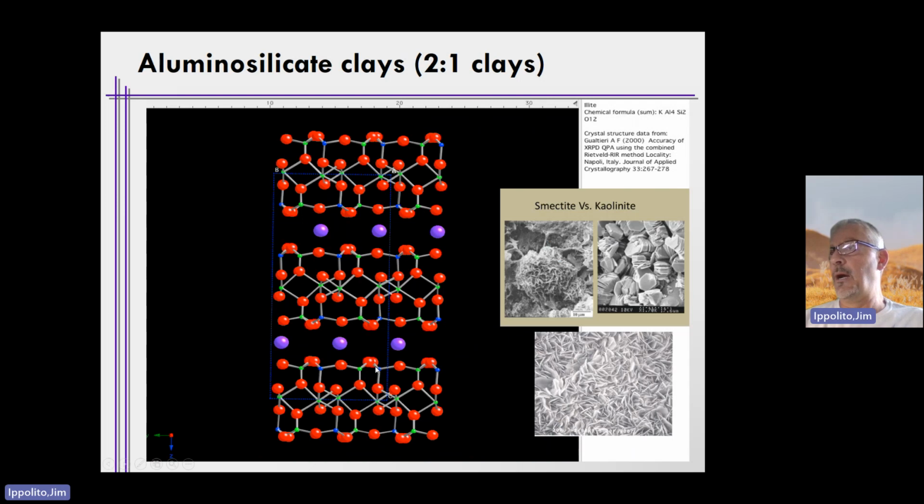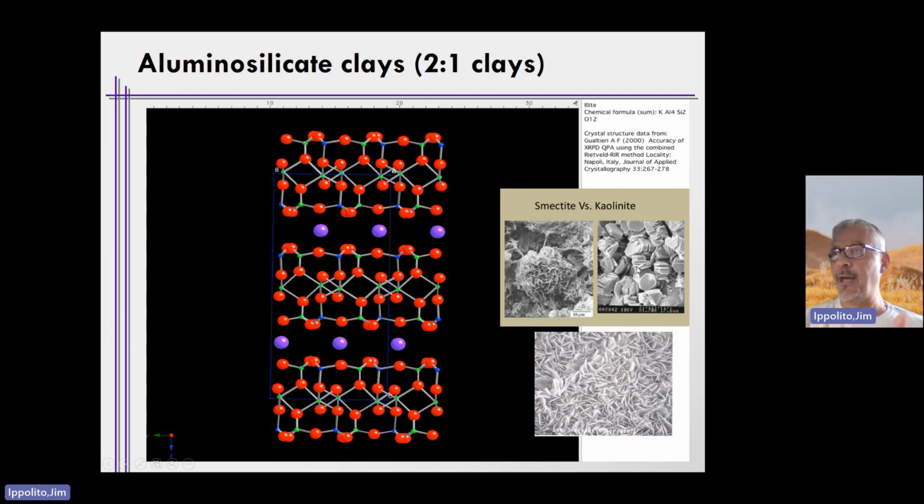So here's a picture of a 2 to 1 type clay. And if we look at the structure at the bottom, this is the tetrahedral sheet and another tetrahedral sheet on the top, and then a more complex looking aluminum octahedral sheet sandwiched in between. And this structure repeats itself and repeats itself and repeats itself until you have a stack of maybe about 100 of them where you can actually see their structure. And so in these two pictures, here's kaolinite on the right-hand side.